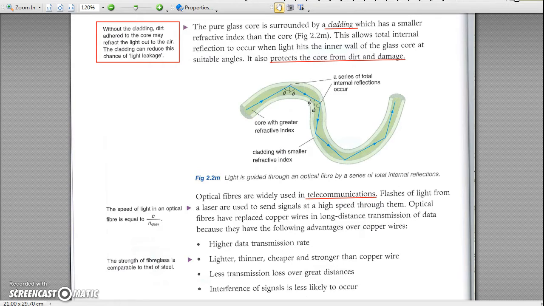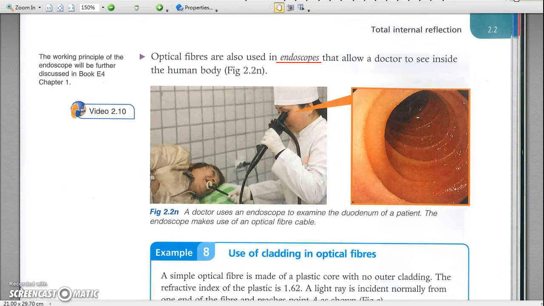Optical fiber provides a higher data rate as light of different colors may share the same fiber. It is lighter, thinner, and cheaper, and yet stronger. Optical fiber also provides less transmission loss over long distances. Lastly, no interference of light signal may occur. Other than communication, inspection tools such as the endoscope also make use of optical fiber.